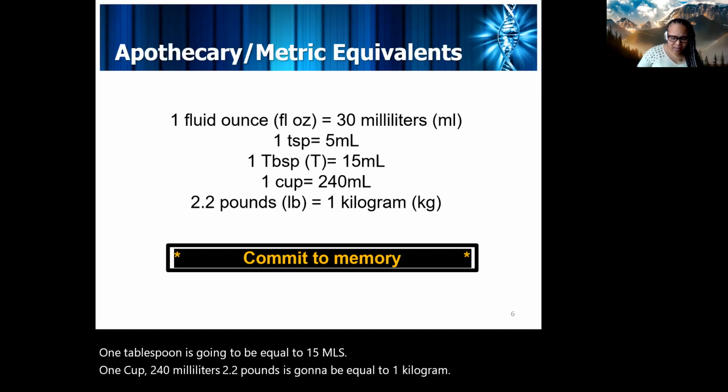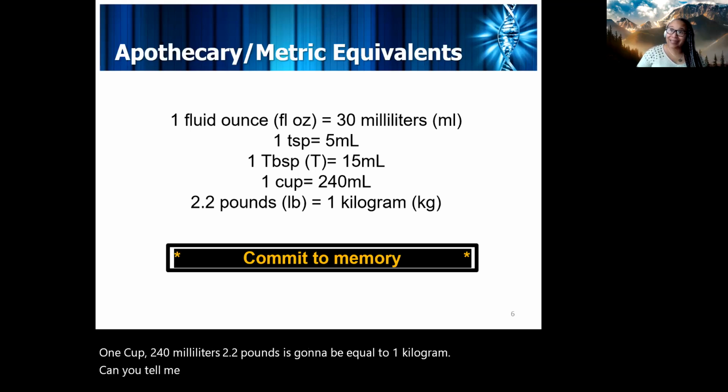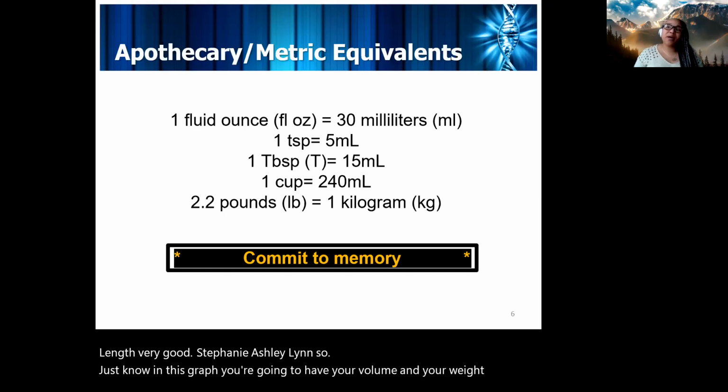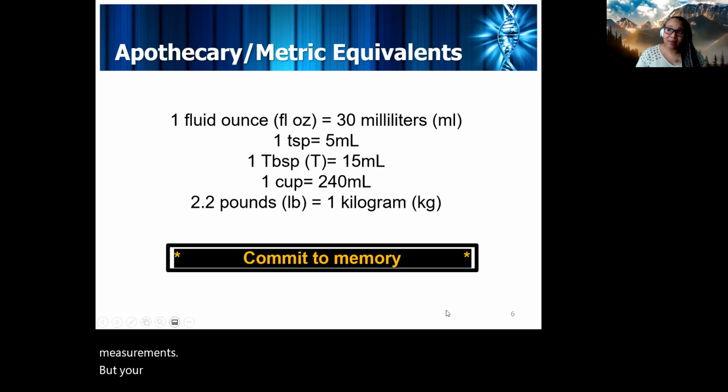Can you tell me what measurement is not in this chart? Which measurement is left out? We have volume. So gallon would be a volume. Yes, height is not there. Length, very good, Stephanie, Ashley, length. So just know in this graph, you're going to have your volume and your weight measurements, but your lengths are not there, okay?